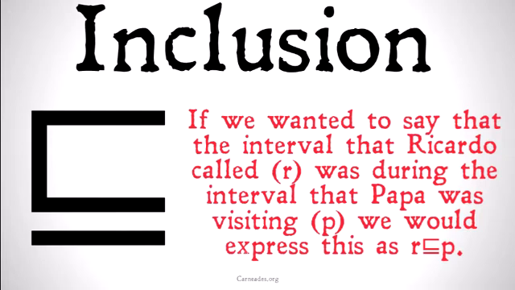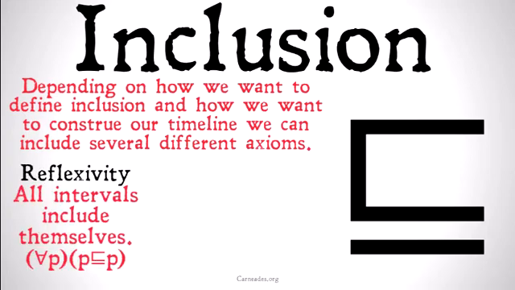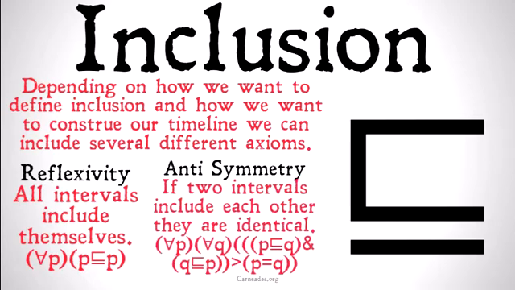Once again, these are the basic notations, and exactly how this is defined is going to depend on the axioms included. So depending on how we want to define inclusion and how we want to construe our timeline, we can include several different axioms. So we could include reflexivity. All intervals include themselves. That would mean that if two intervals are identical, then they would include each other. And antisymmetry. If two intervals include each other, then they are identical, as I just said.